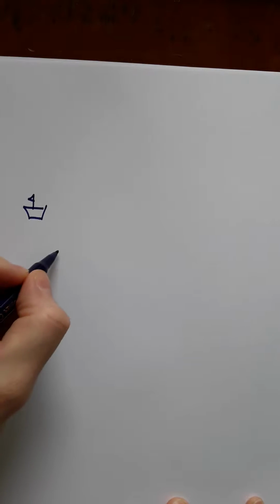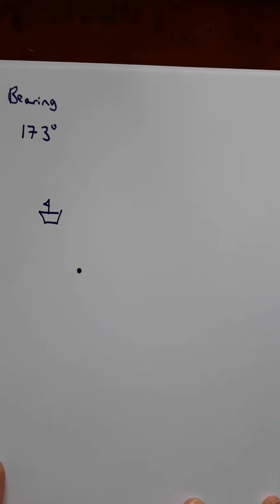So say for instance I've got my ship, okay, and I'm going to put him here, so that's where he's going to sit, and he's going to travel on a bearing of 173 degrees. Now that might be all the information they give you to start off with.